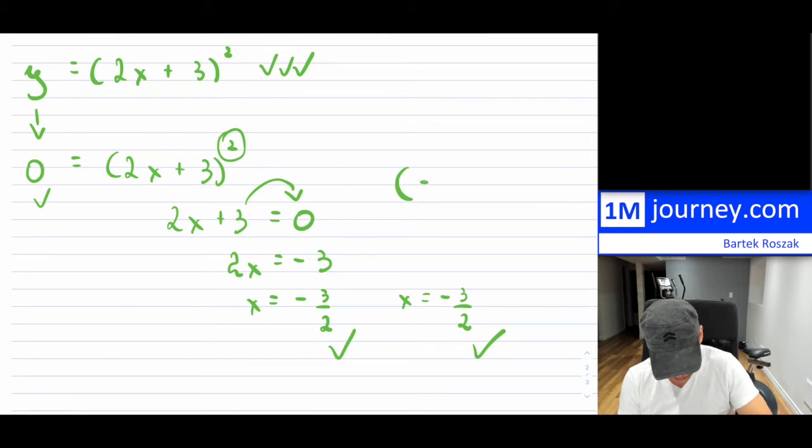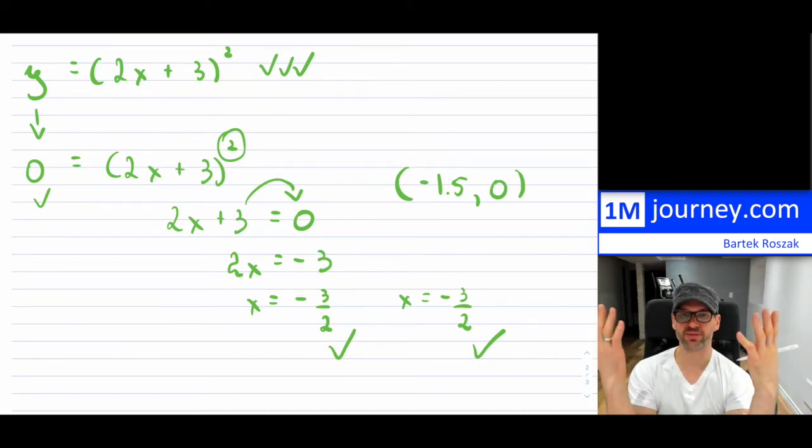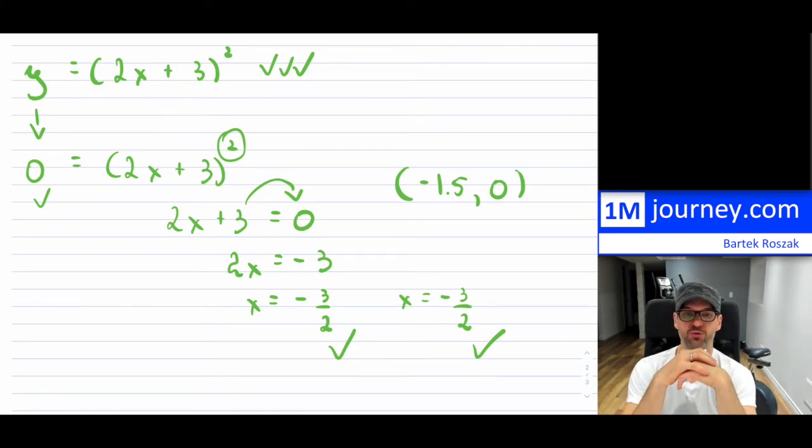And this means that this is (-1.5, 0). And again, if you add them up, because they give you the same point, the same point added together divided by 2 gives you this point back. And for difference of squares and for perfect squares, this is how you can find the vertex directly.